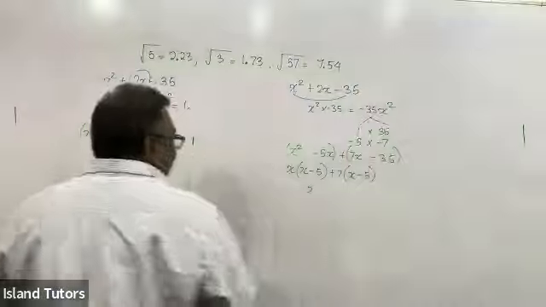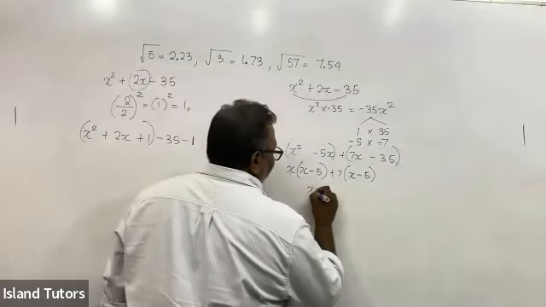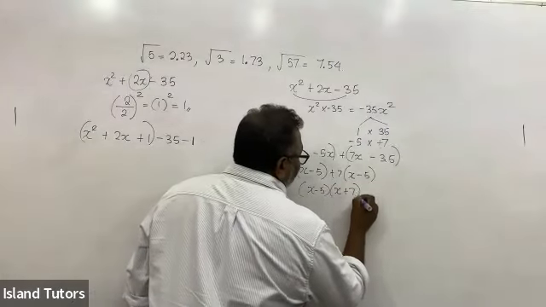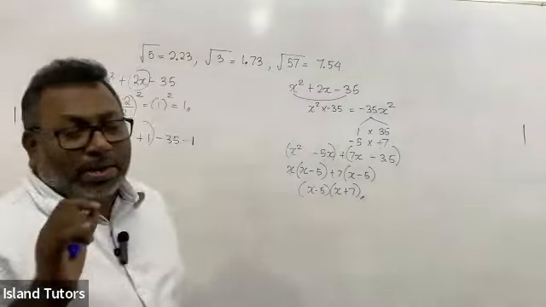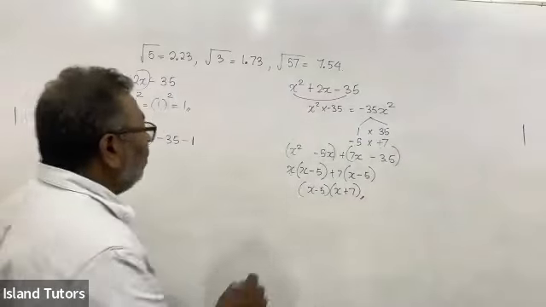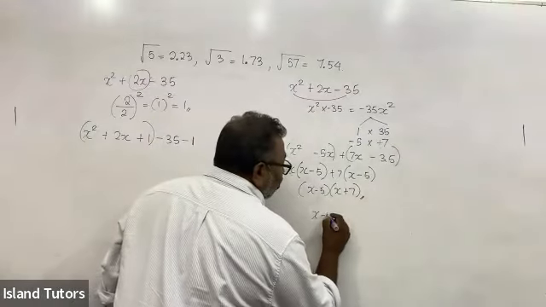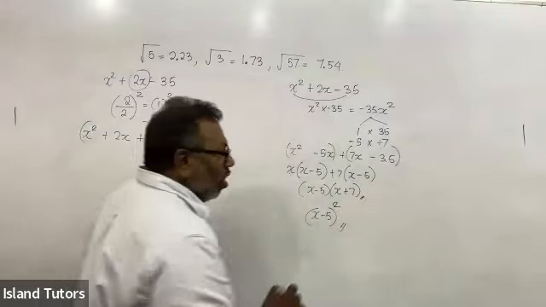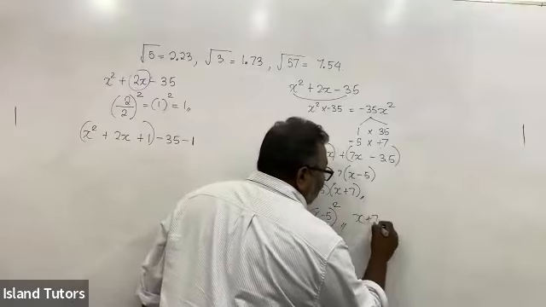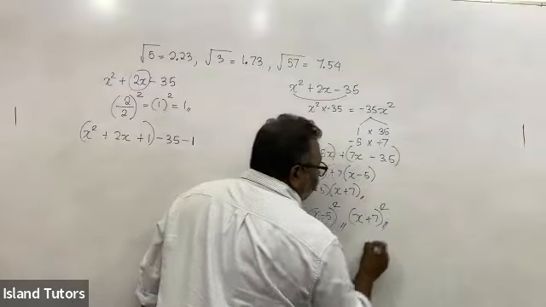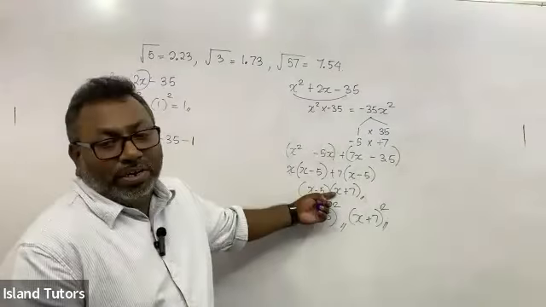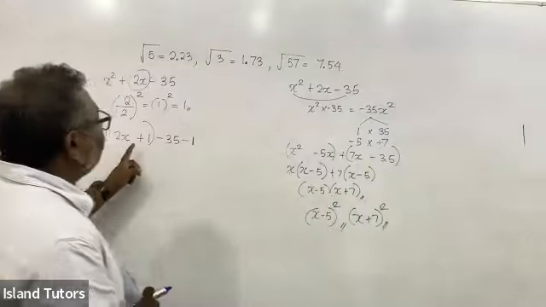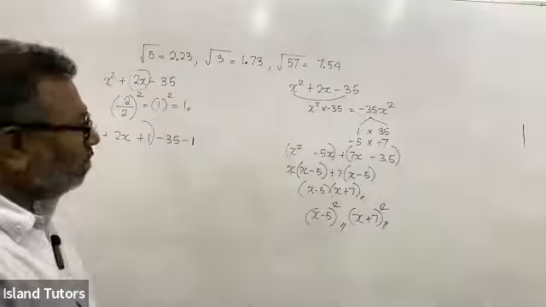Okay, so x minus 5 into x plus 7. But we want to get a square term. We want something like x plus 7 squared, but here we don't have that. That is the reason why we are doing the completing the square method.